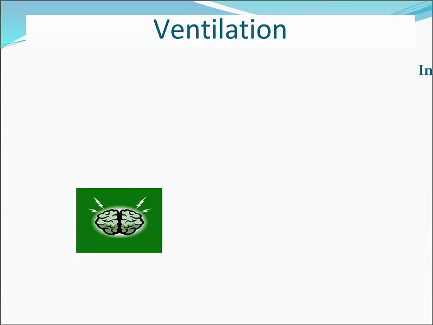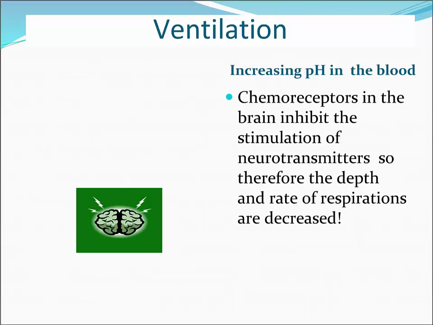Inversely, if there's increasing pH in the blood, that means a person is becoming alkalinic, going into alkalosis. Chemoreceptors in the brain inhibit the stimulation of neurotransmitters. So, therefore, the depth and rate of the respirations are actually decreased. So, more carbon dioxide will be retained.